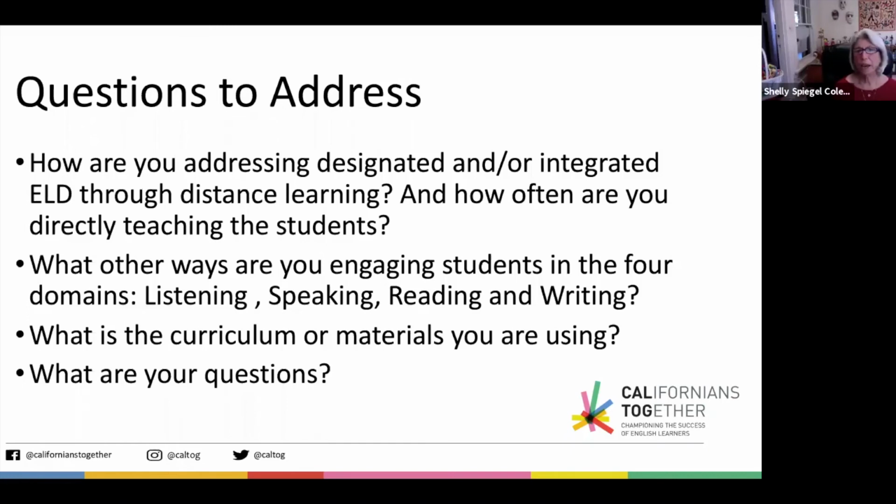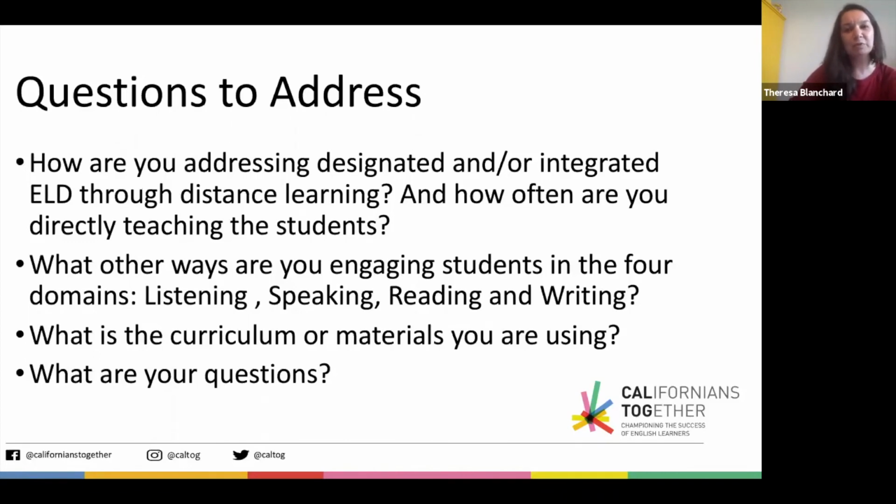And Lucy, in Sanger, besides the resources, which I think are so helpful on your website, is there some direction about how often teachers are connecting in terms of doing English language development? What are the directions from the district? On our choice board, we have included some guidance on the expectations we have for both asynchronous and synchronous learning.